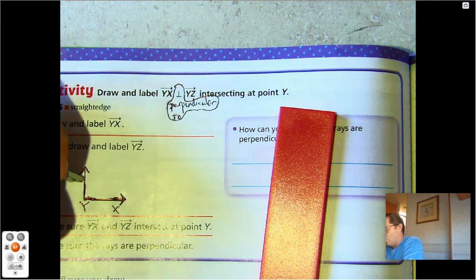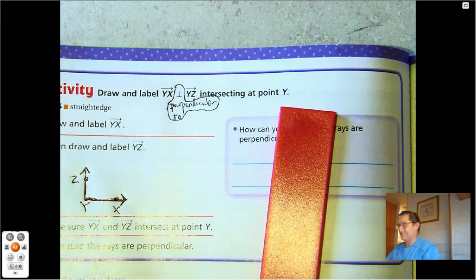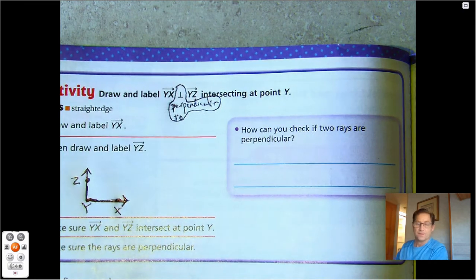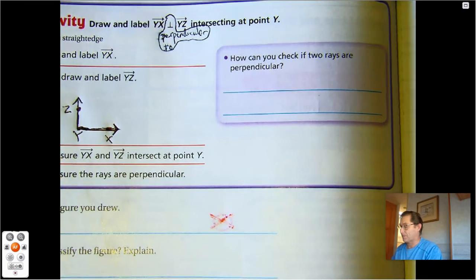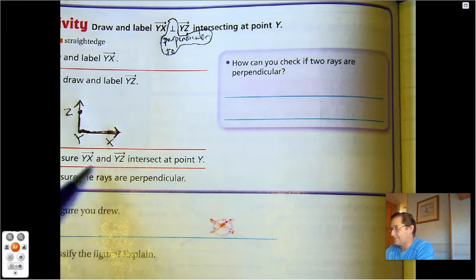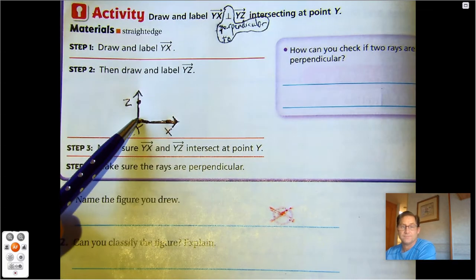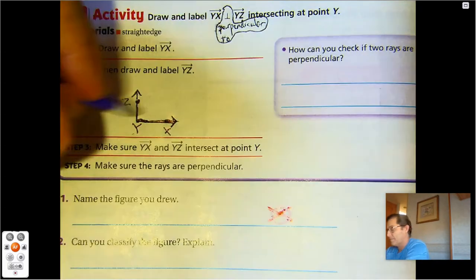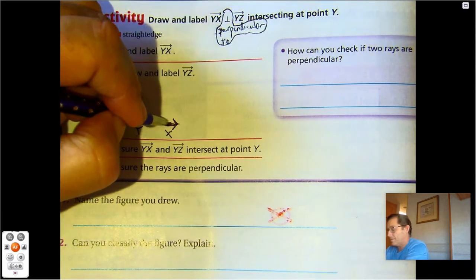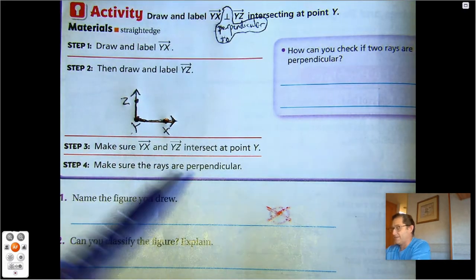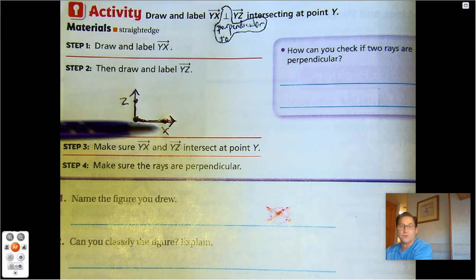So angle Y, ray YZ. Okay. Make sure Y and Z intersect at point Y. Yes, they do intersect at point Y. That's where they touch. Make sure the rays are perpendicular. They are. They form right angles.